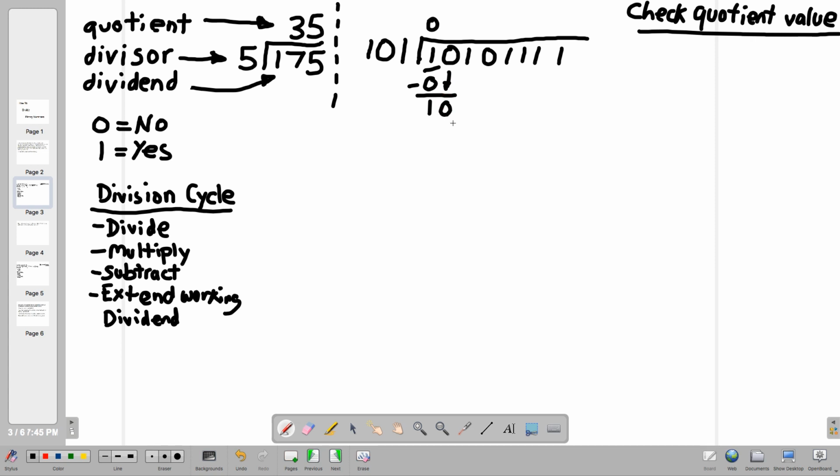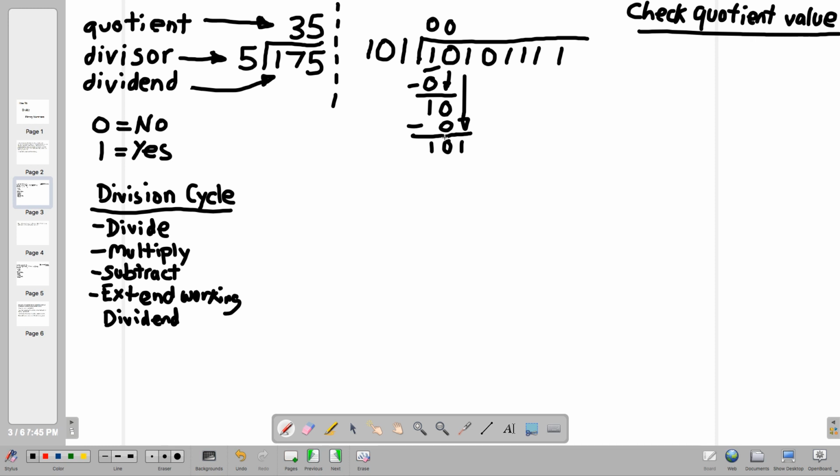Now we have the value 2. Does 5 go into the value 2? The answer is no. So we put a 0 to the top. And then we multiply. We get 0 times 5 is 0. And then the next step is subtract. So 2 minus 0 is 2. And then the last step is bring down or extend the working dividend. So we bring the 1 down. So this gives us the value 101, which is 5.